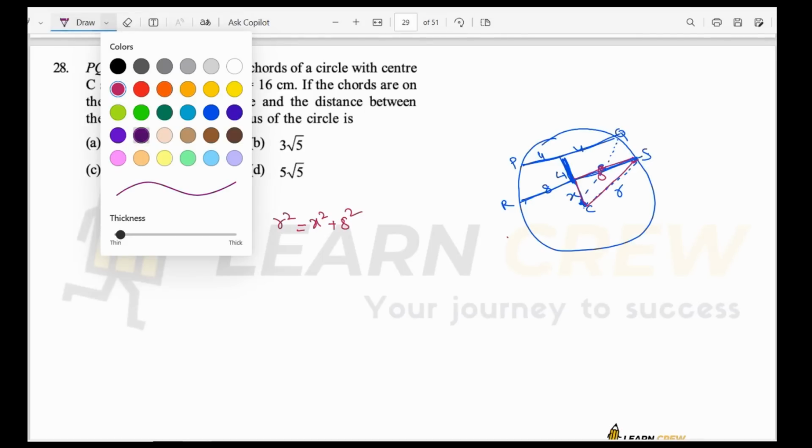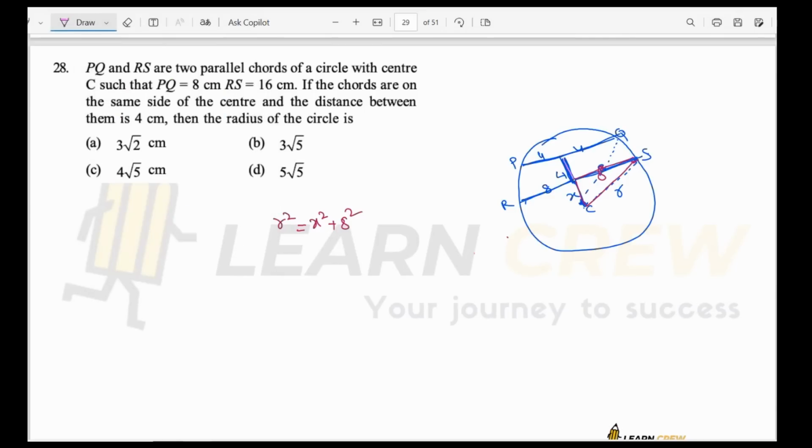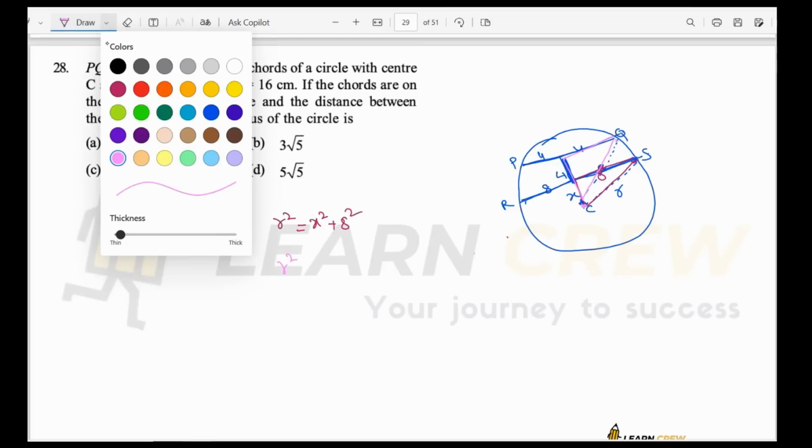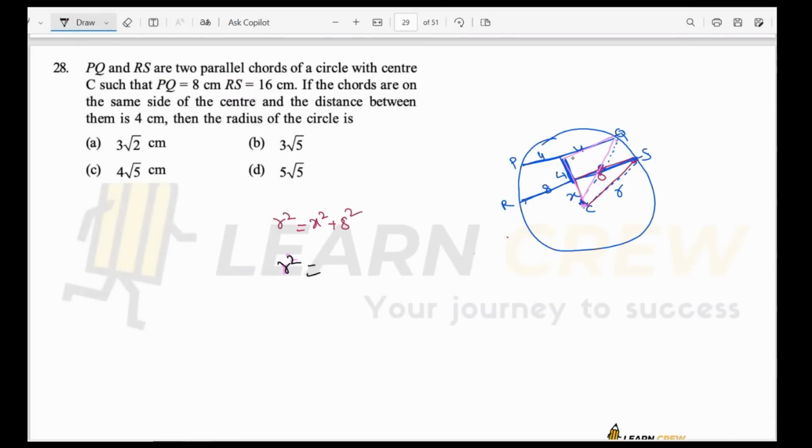What is that? One more right angle triangle is this one. This is also radius or not? This is also radius, from center to point on circumference. So by Pythagoras theorem, R square is equal to 4 square plus 4 plus X whole square. Yes or no? So now you have to equate these two.